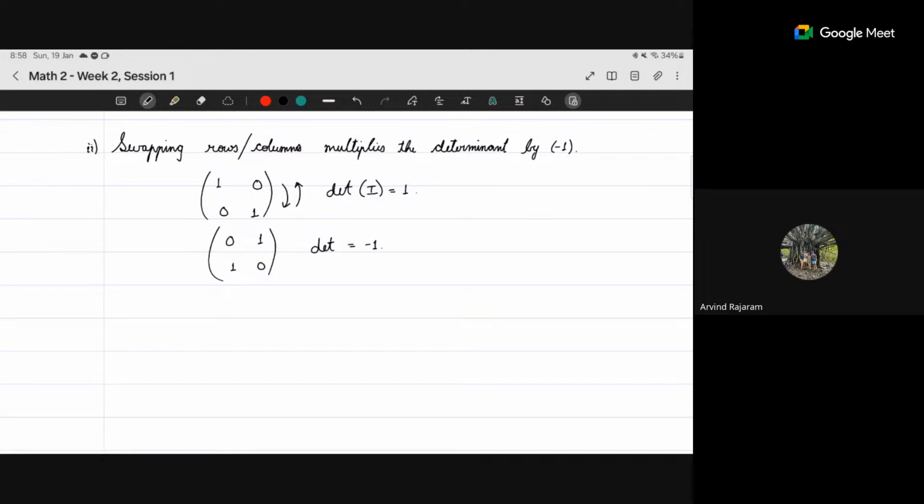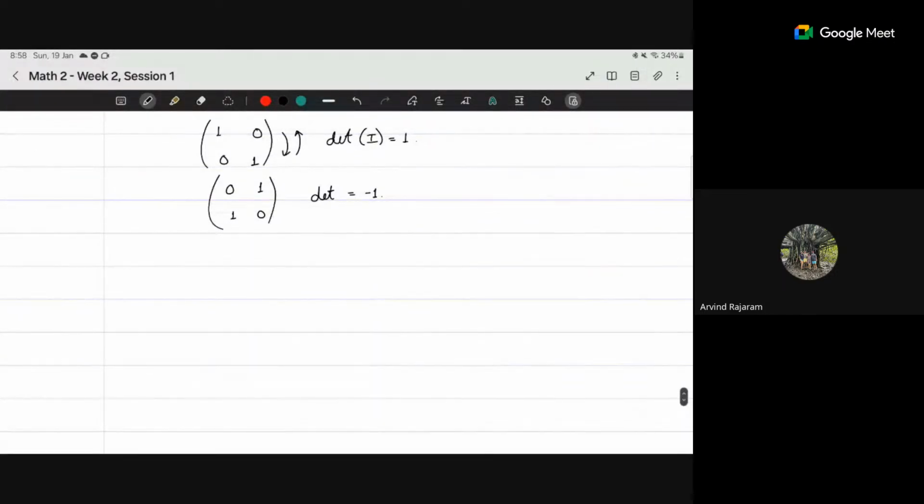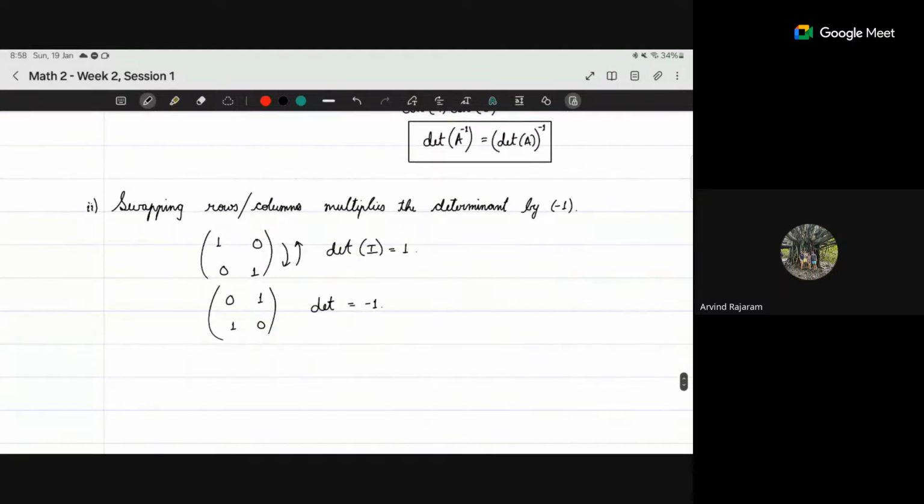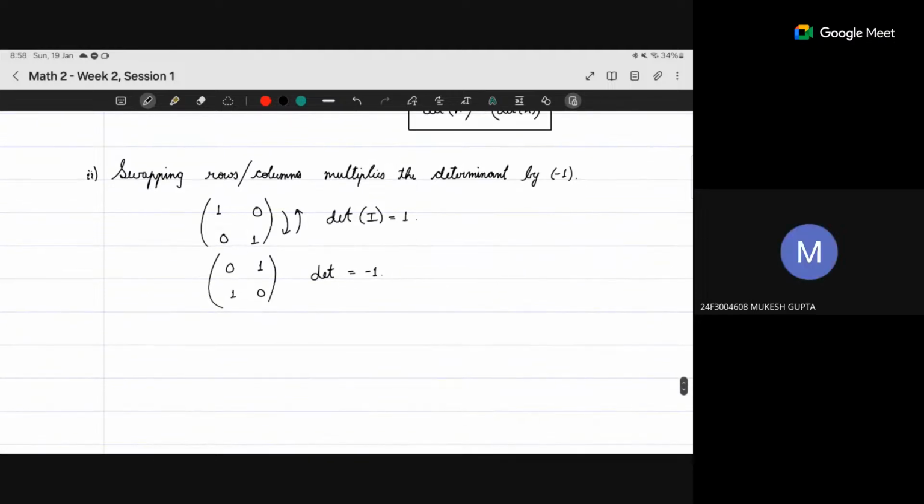So I need another example for that. I'm just thinking of an example where I can swap rows to rows and columns to columns. Yes. You cannot do a row and column swap. That you can do: row to row or column to column.